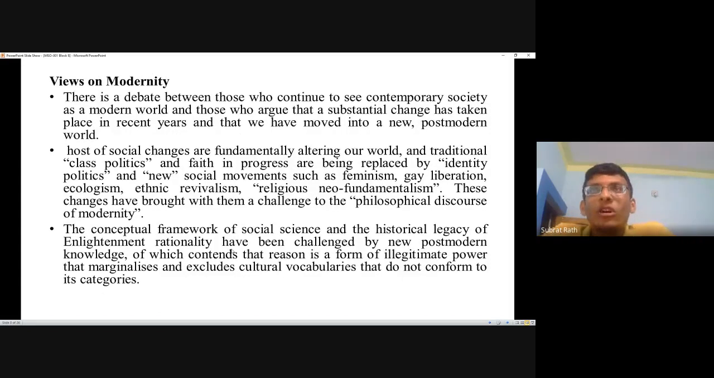So there is always a debate between those who continue to see contemporary society as a modern world and those who argue that a substantial change has taken place in recent years, that we have moved into a new postmodern world. In this debate, we also think that a host of social changes are fundamentally altering our world, and traditional class politics and the like are being replaced by identity politics, new social movements, all those things. That means we make a comparison between the cultural patterns found in traditional society and those found in modern society.